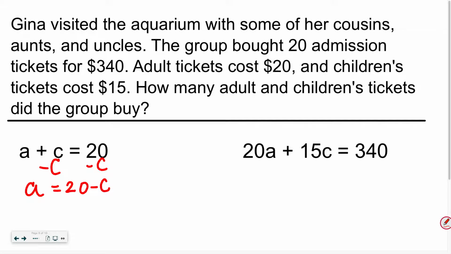What can we do to find the solution? Now that we know a general value for A, not the value for A, but a general value, we can substitute that value into the second equation for A. So instead of this A here, anywhere you see an A, we have what? 20 minus C. So what's our new equation? 20 in parentheses 20 minus C plus 15C equals 340.